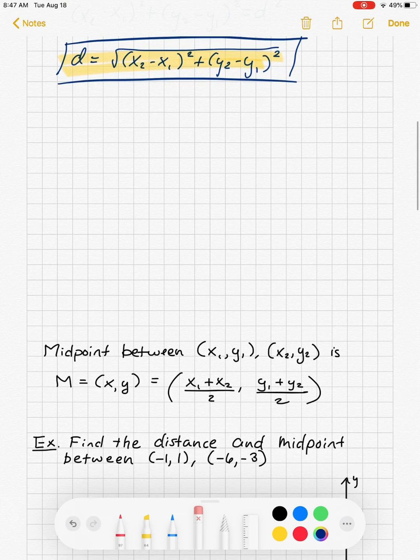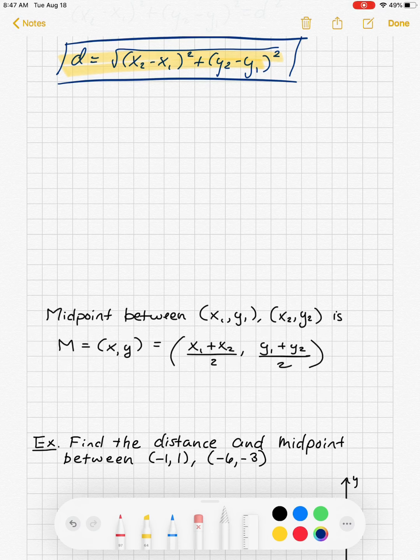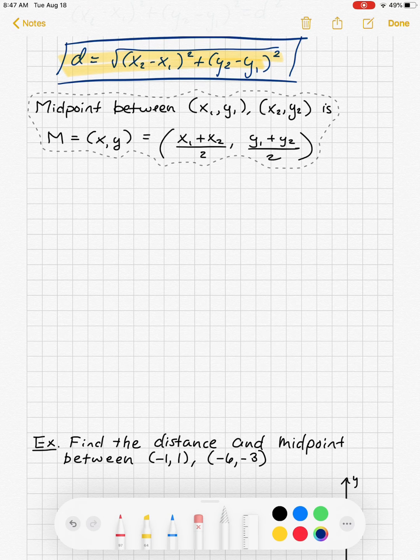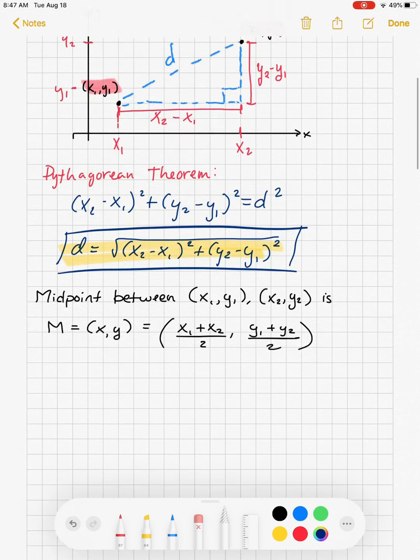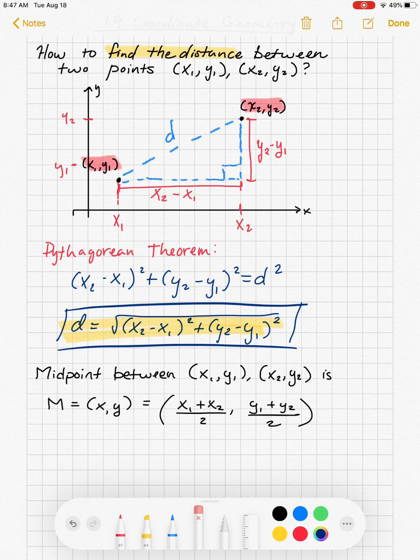Okay, here's another formula. This one kind of makes sense. The midpoint, the point halfway between 2 points, you just take the average. So you add the x's and divide by 2, you add the y's and divide by 2. And that will give you the point halfway in between.